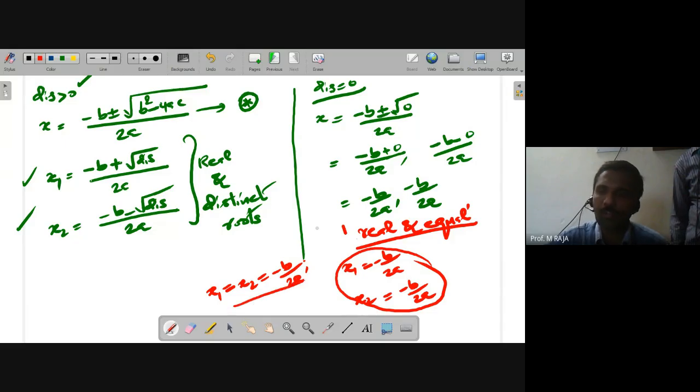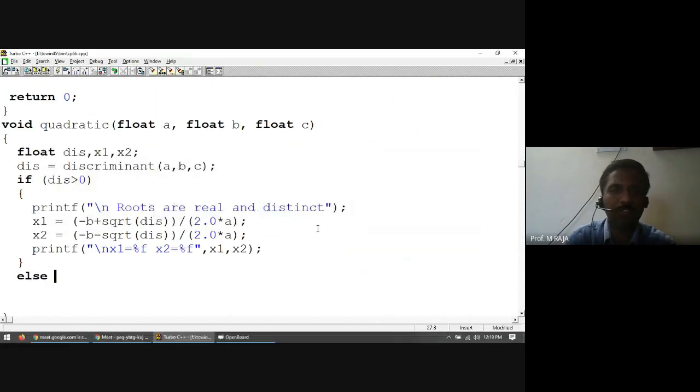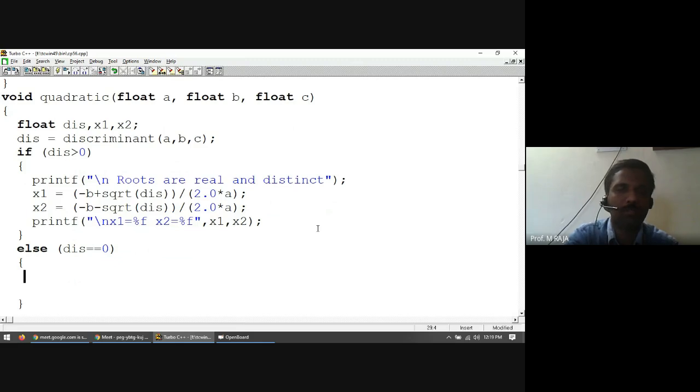Now what we have to do is print this message: roots are real and equal, and find the computation of x1 and x2. So else, assuming the discriminant value is equal to 0, here first provide a message printf slash n roots are real and equal.